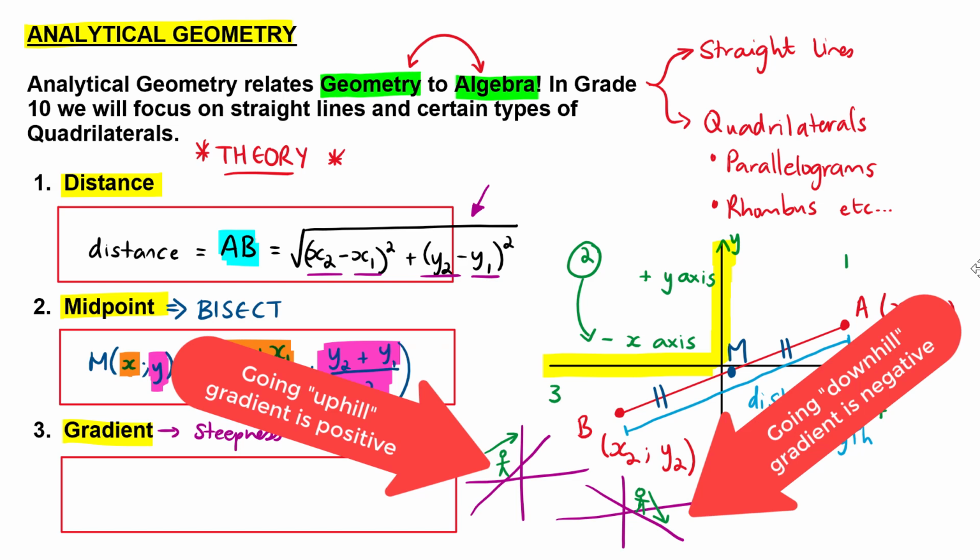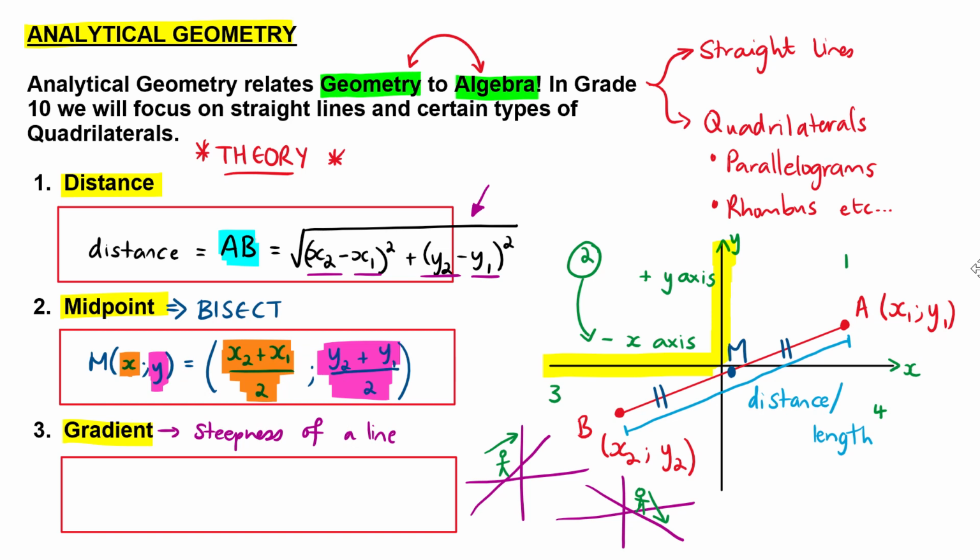And the formula for gradient is the same one that you used in grade 9 when you were working out the formula of a straight line. And it's given to us as lowercase m is y2 minus y1 over x2 minus x1. And just to put that in perspective for you, you should be able to see that that is your change in y, and at the bottom in the denominator is your change in x.